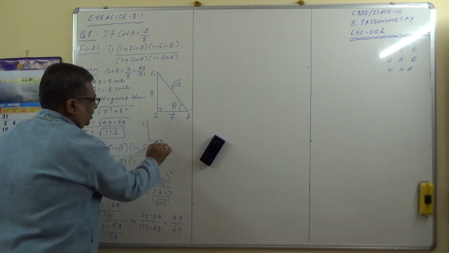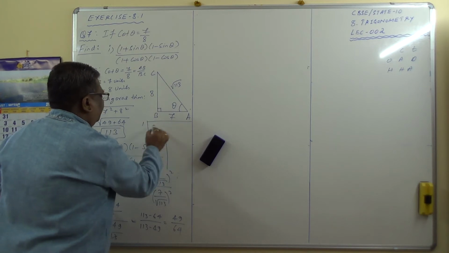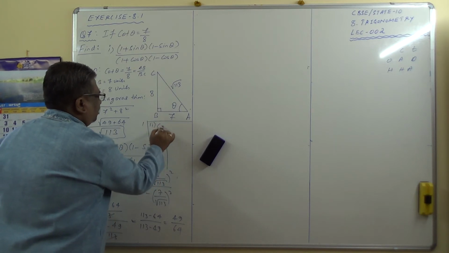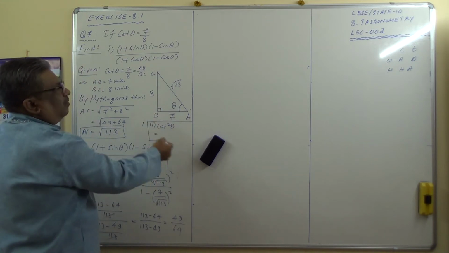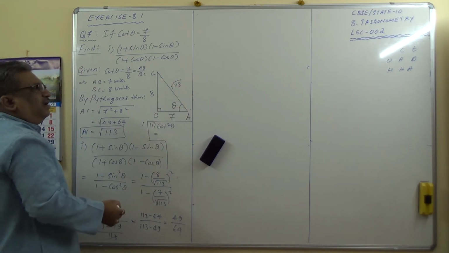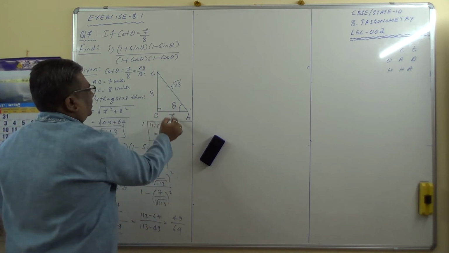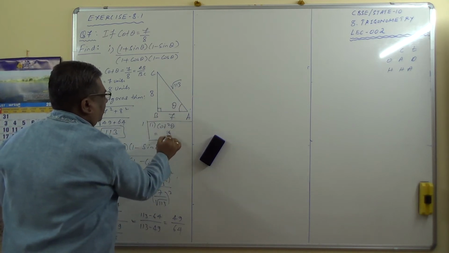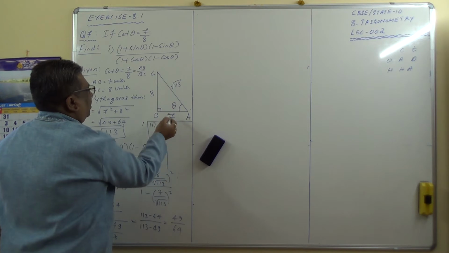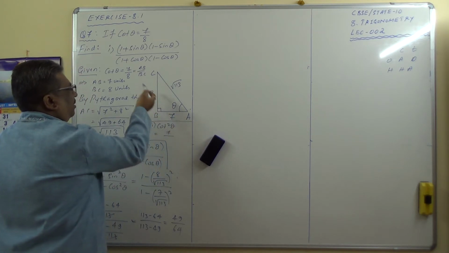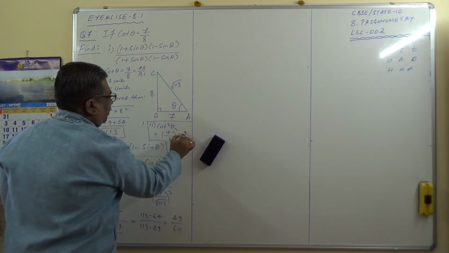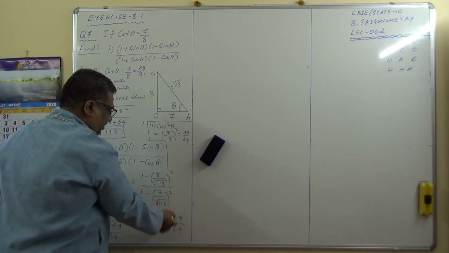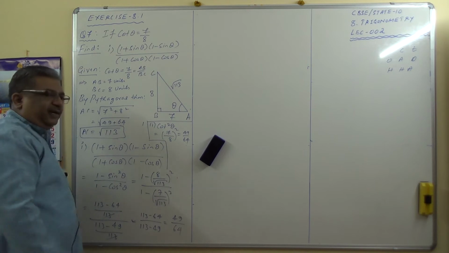Here the second question I am working out. Second question is cot square theta equals cot theta. What is cot theta? Adjacent by opposite. Adjacent by opposite, 7 by 8 the whole square. Same answer we are getting, 49 by 64.